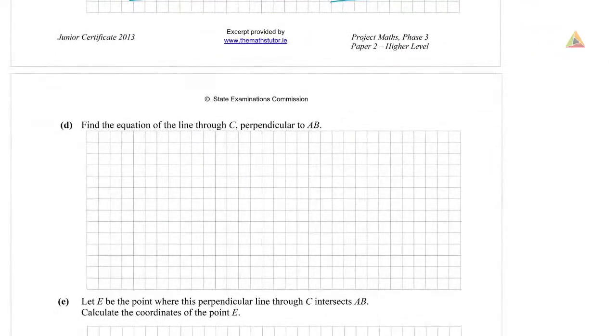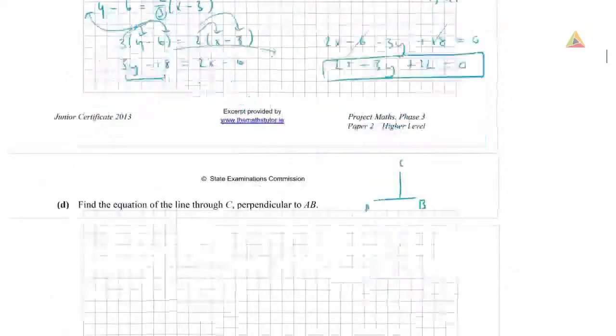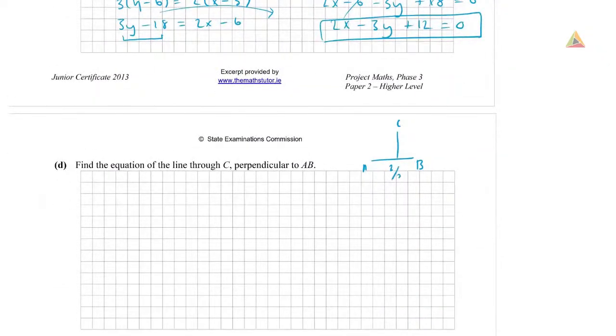Find the equation of the line through C perpendicular to AB. Okay, so when we have perpendicular lines, the slopes are opposite and inverted. So we'll say that this is AB and this is C here. We got the slope of AB to be 2 over 3. So if that's the slope of 2 over 3, we turn it upside down, it's going to be 3 over 2, and we change the sign, it's minus 3 over 2. So the perpendicular slope is minus 3 over 2.